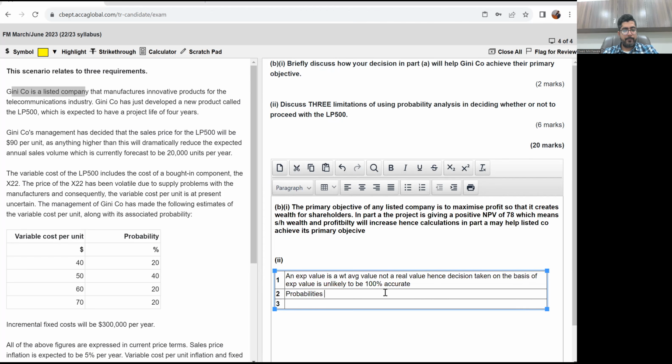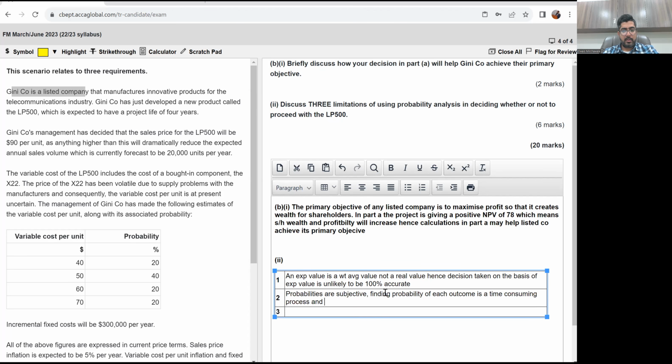Probabilities are subjective. Finding probability of each outcome is a time-consuming process, and also probabilities are not accurate.